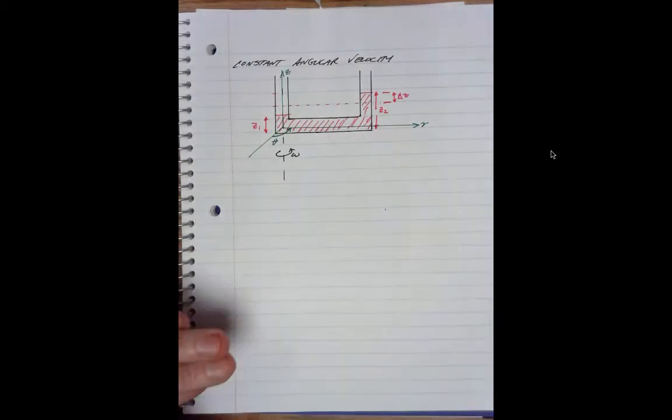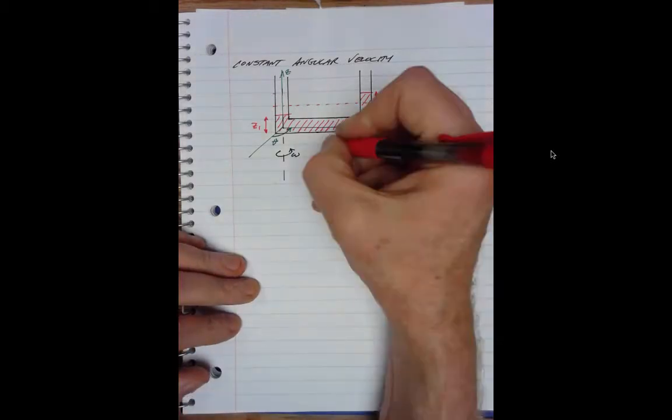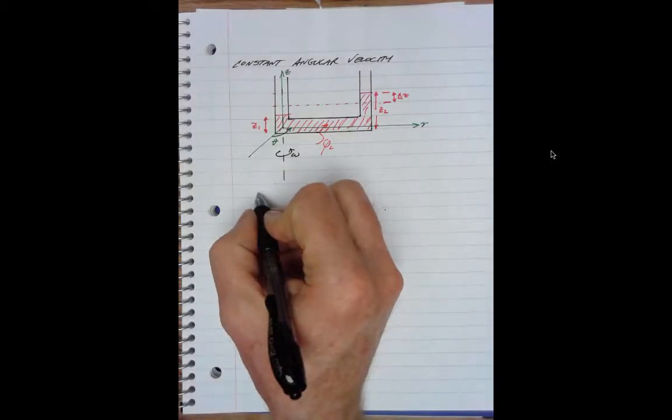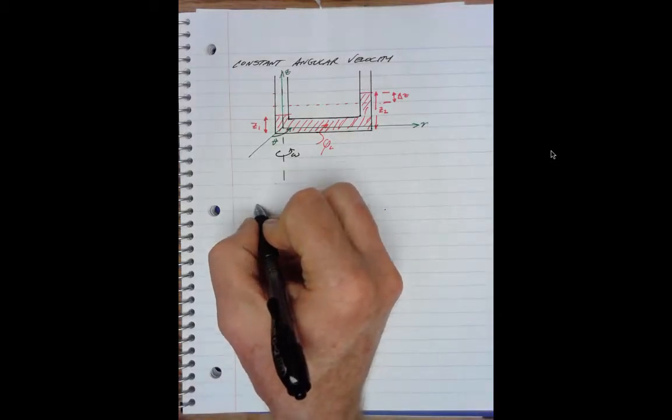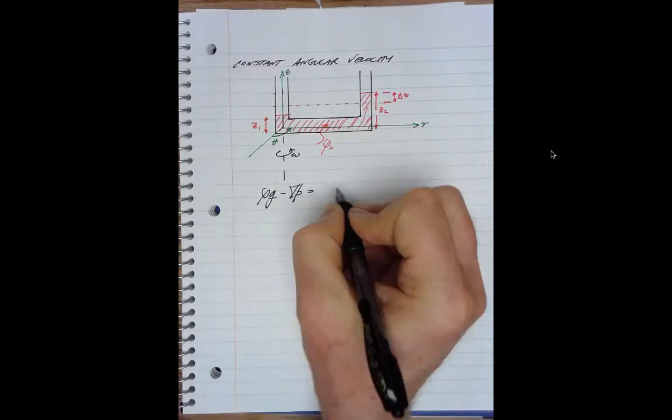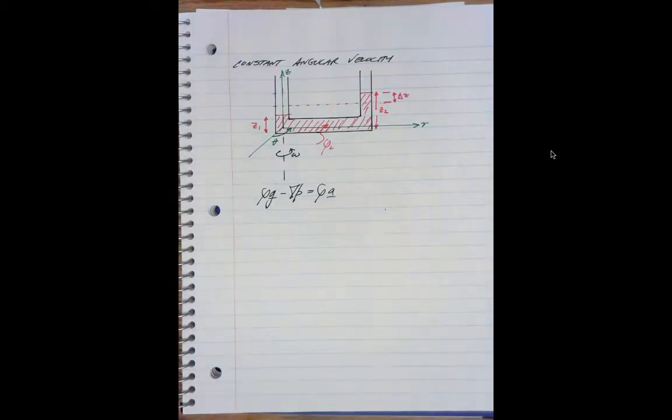A U-tube manometer is rotated about an axis coinciding with one of the arms. At equilibrium, what's the difference in height of the fluid in the two arms of the manometer? And this stuff has to have some density, so we'll give it rho liquid. So again, we'll start with the fundamental equation of motion: rho g minus gradient pressure equals rho times acceleration.